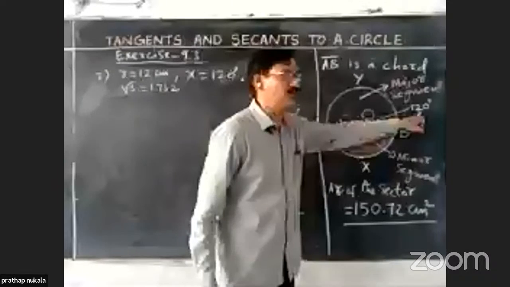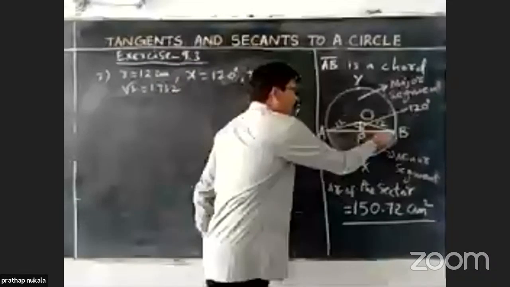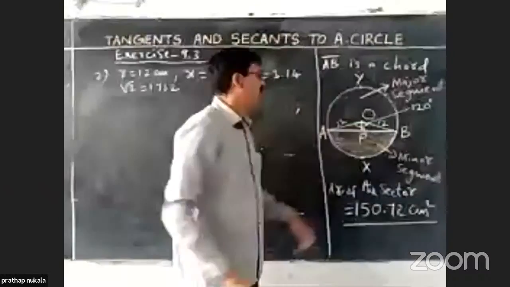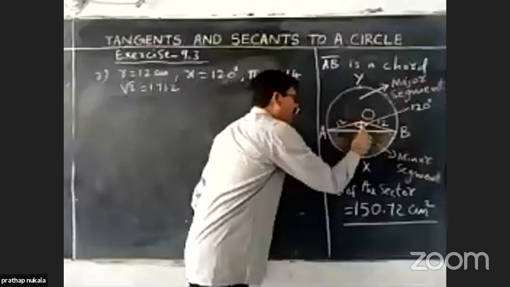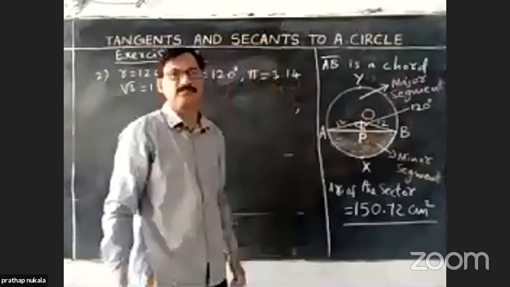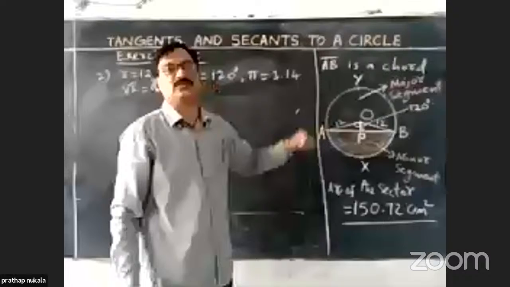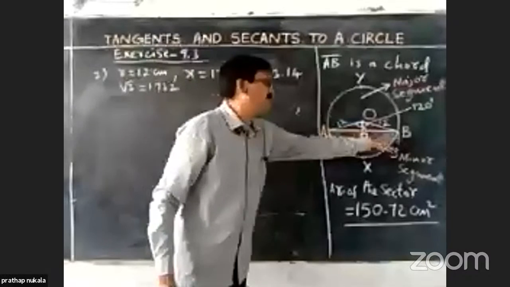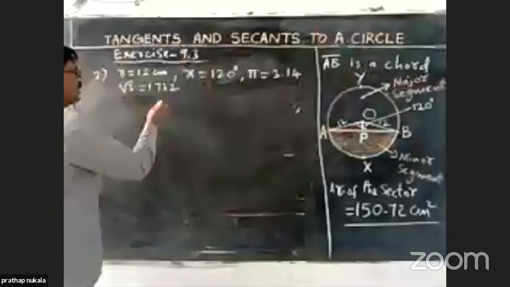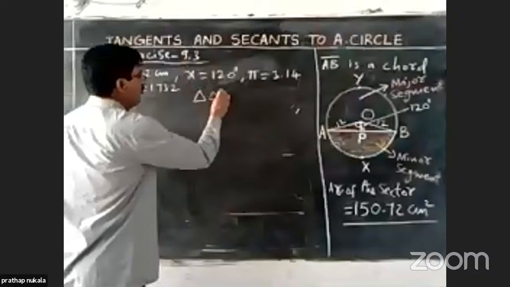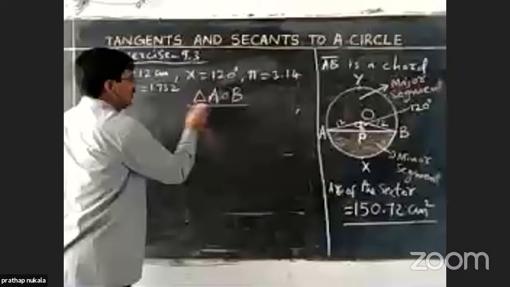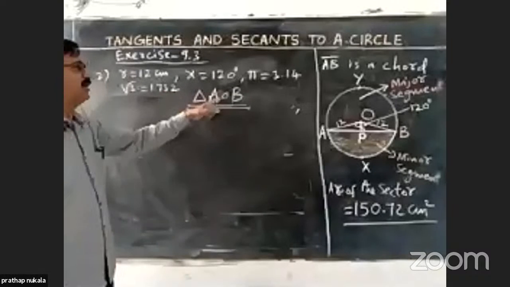It is given as 120 degrees. We don't know the base AB, we don't know its length, and we don't know the height OP of the triangle. We have to find out the base AB and height OP of the triangle. Just consider triangle AOB. We have to find the area of this triangle.